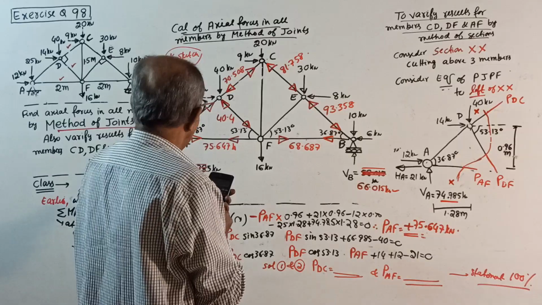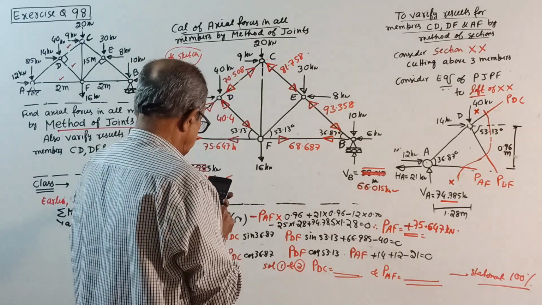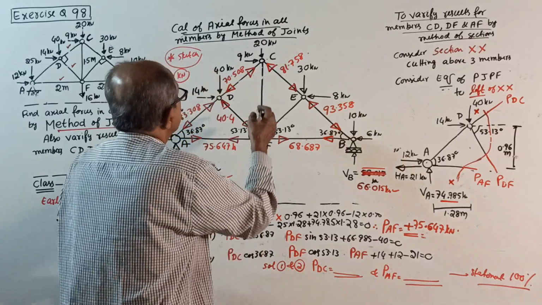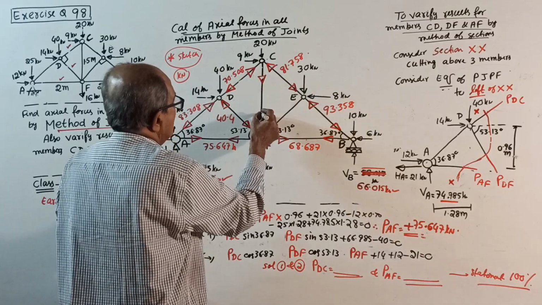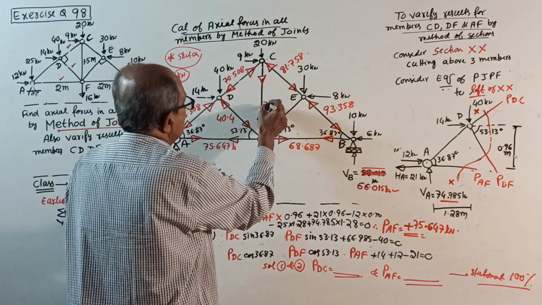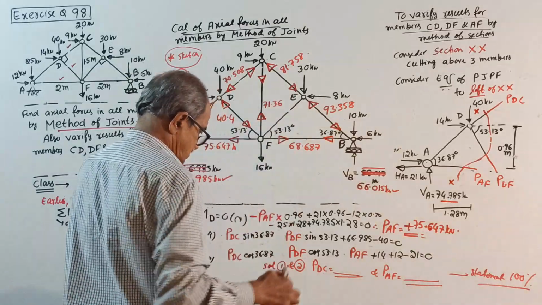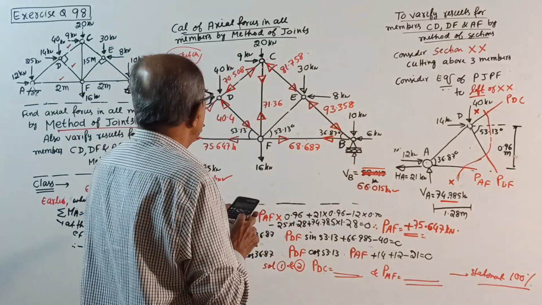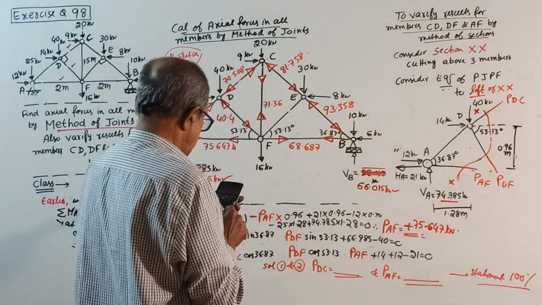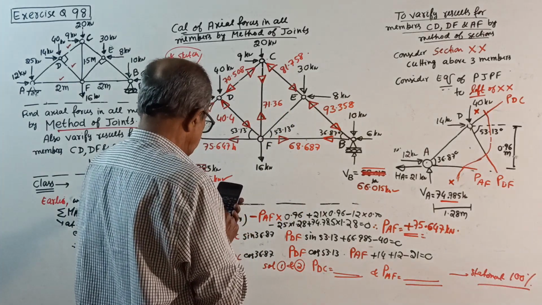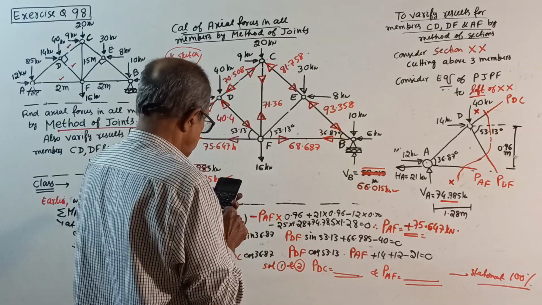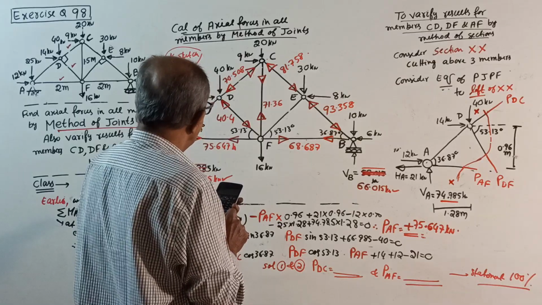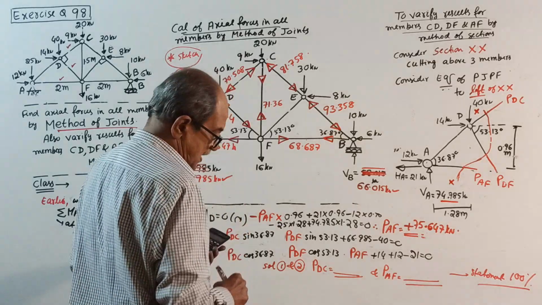81.758 plus 70.508 into 0.6, subtract from 20. 71.36. 71.36 is this force. Now last I will come to this joint. I will get this force by vertical equilibrium. 71.36 minus 40.4 into 0.8 minus 16 is so much, divided by 0.8. 28.8.